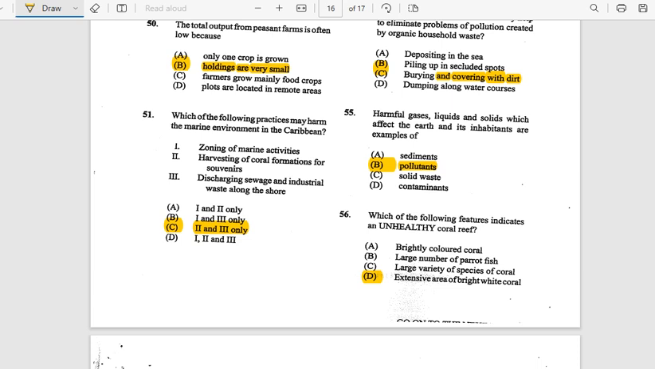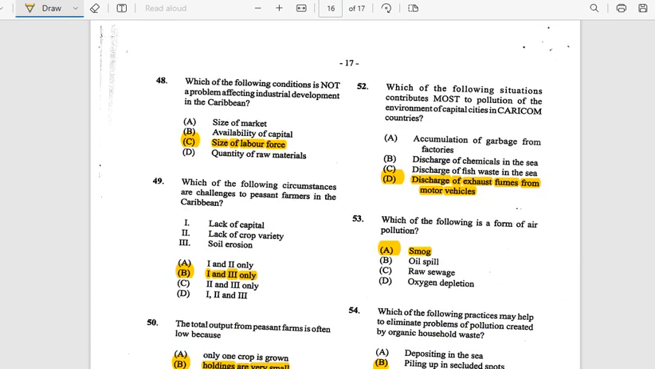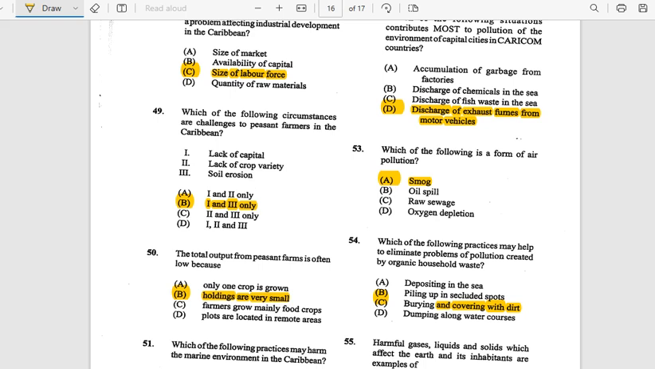51. Which of the following practices may harm the marine environment in the Caribbean? And it has to do with harvesting of coral formations for souvenirs and discharging sewage and industrial waste along the shore. Alright, number 52. Which of the following situations contributes the most to pollution of the environment in capital cities of CARICOM countries? And it has to do with discharge of exhaust fumes from motor vehicles. Number 53. Which of the following is a form of air pollution? And it has to do with smog.